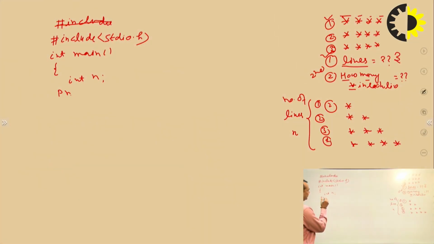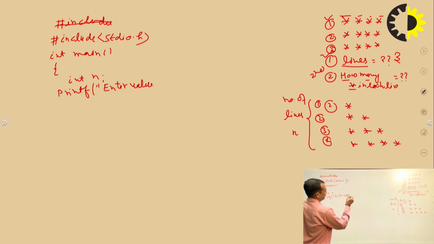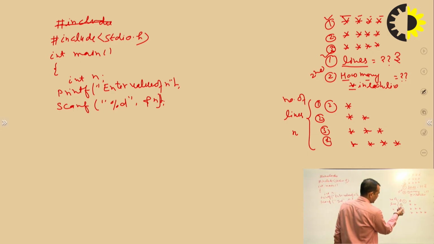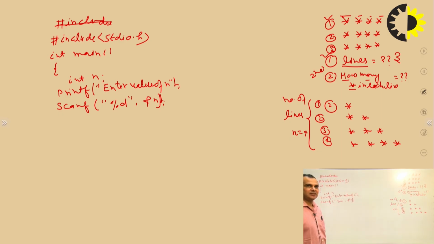Now we write a message, the value of n, and we scan the value of n using %d and n, meaning how many number of lines. So we give n equal to the number of lines, for example 4. We give the value n equal to 4. For this we have to apply a loop, because the number of lines we require is 4.